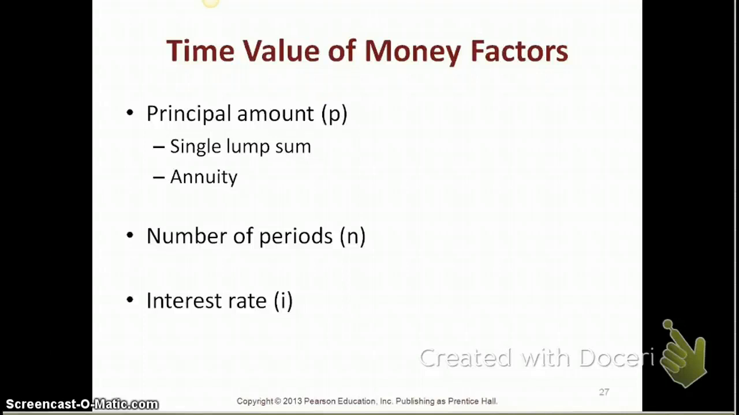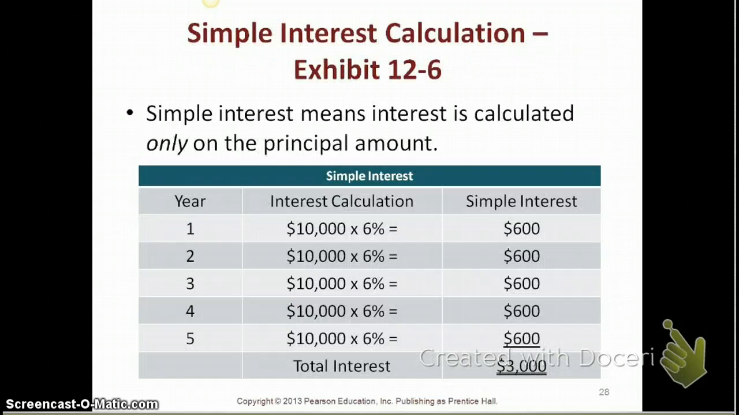Let's take a look at what interest rate calculations look like. First, we're going to take a look at a simple interest rate calculation. Simple interest means that interest is calculated only on the principal amount. In this example, our principal amount is $10,000. We're going to invest it at 6%, which is the interest rate, and the number of periods is 5 years. How do we calculate interest?